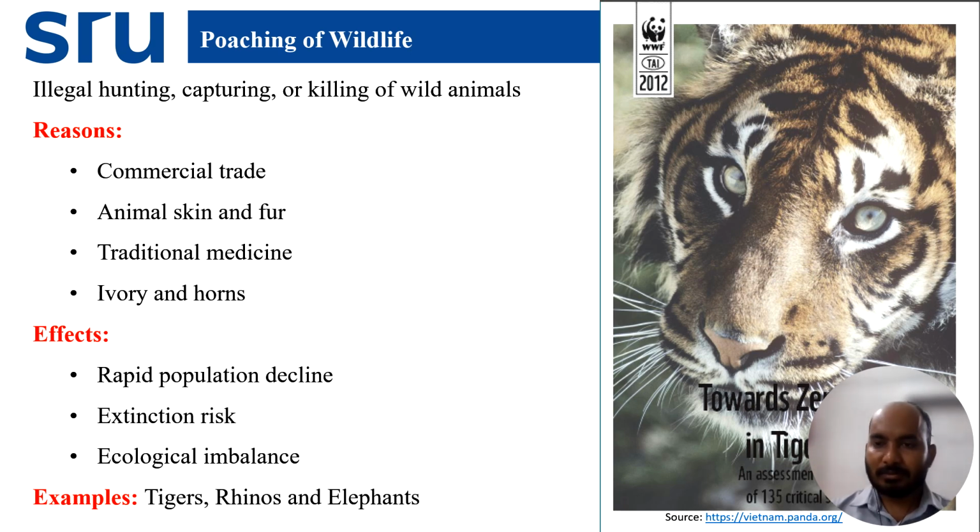Some examples are tigers, rhinos, and elephants. Poaching reduces population size rapidly, and this disrupts the ecosystem balance.